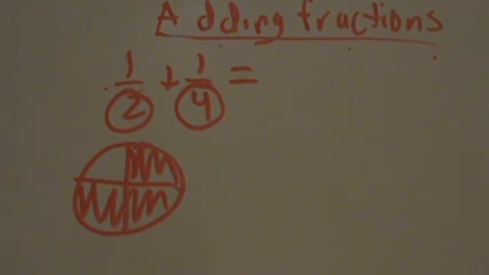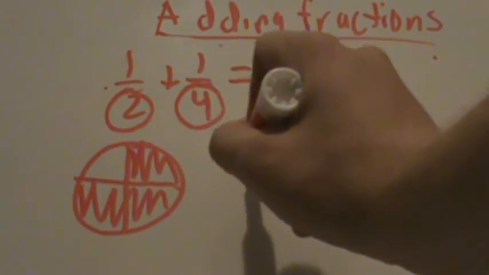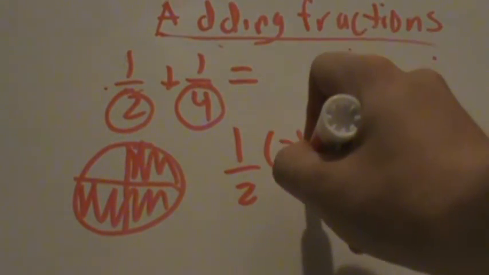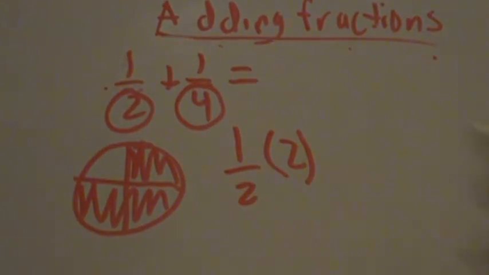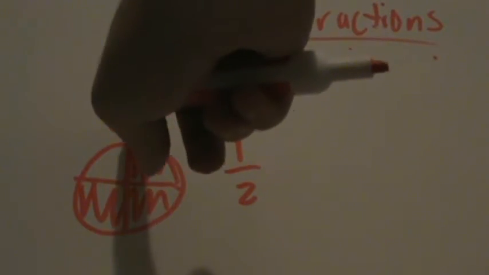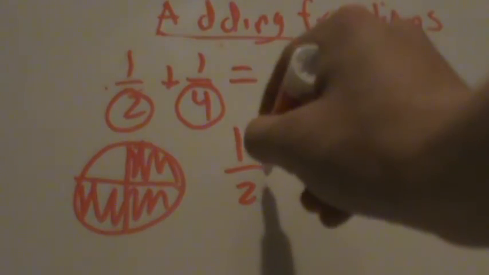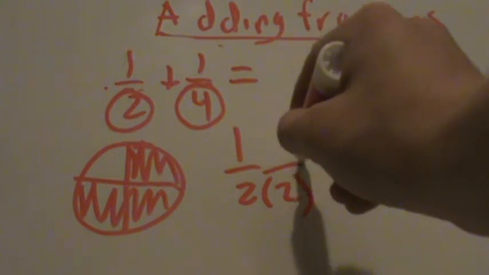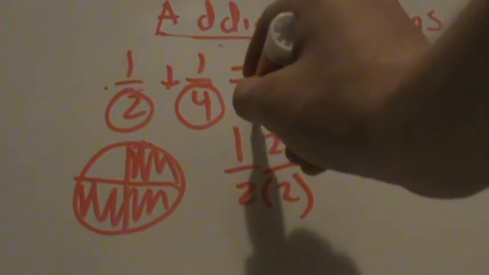Well, you can multiply this 1/2 by 2. You multiply the denominator by 2, and then that means you have to multiply the numerator by 2.